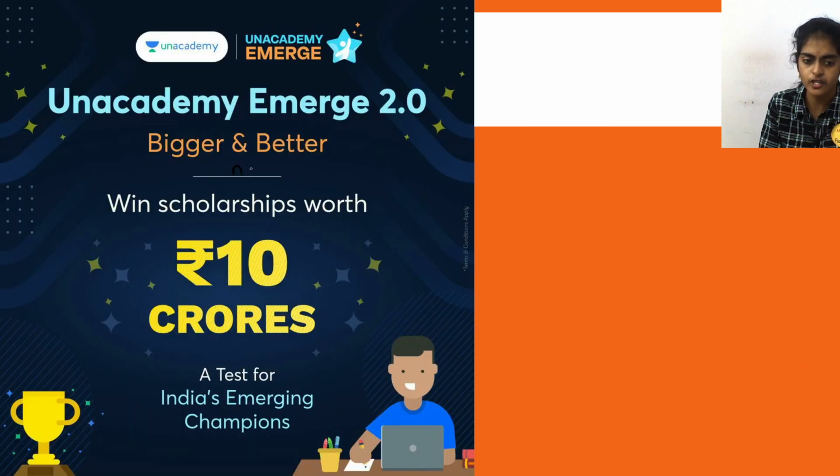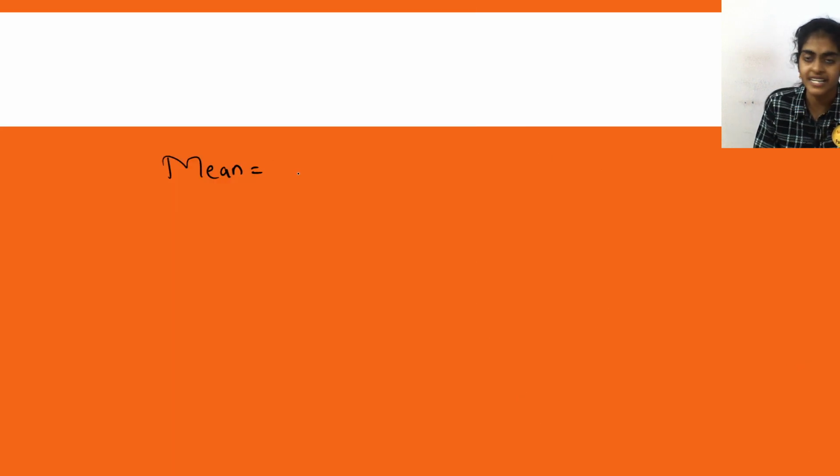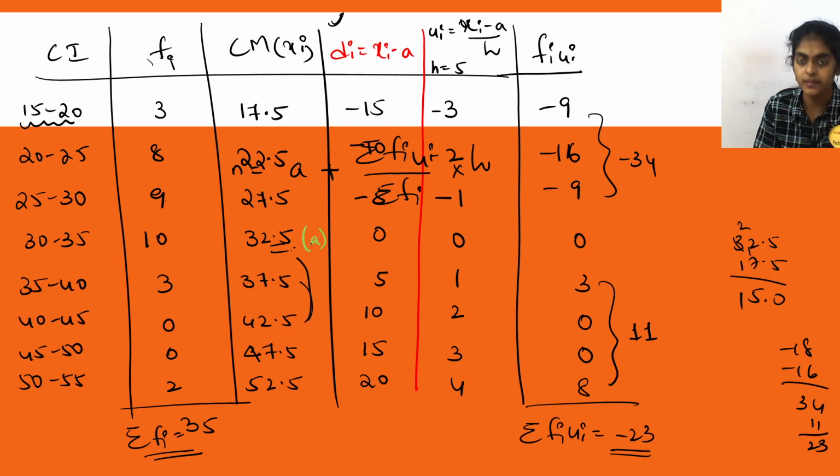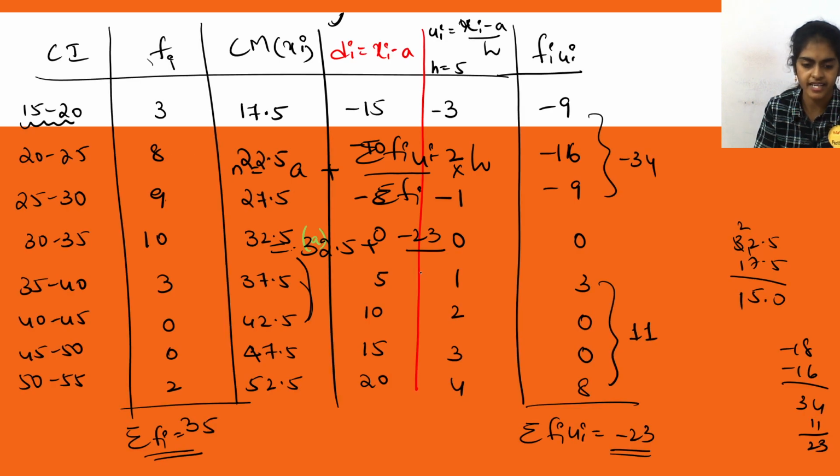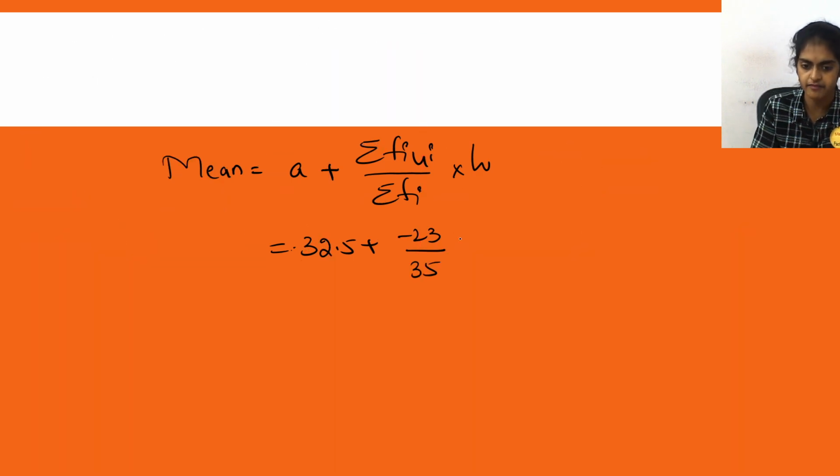Now, what is the formula for the mean? This also I gave you as a shortcut. So, what is the formula? It is nothing but A plus, the assumed mean, since you have subtracted, you are adding, sigma fi ui divided by sigma fi multiplied by h. So that is equal to A, which is 32.5. The assumed mean is 32.5 plus sigma fi ui, which is minus 23, divided by sigma fi, which is 35, multiplied by h, which is 5.